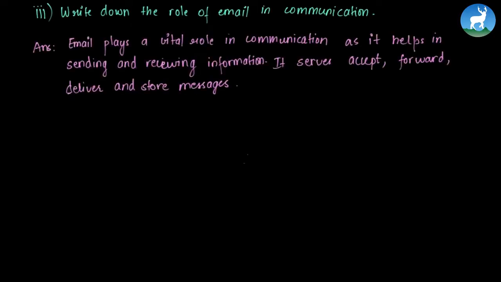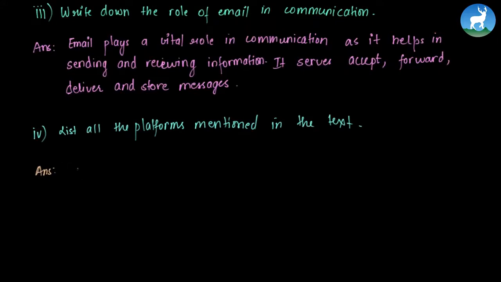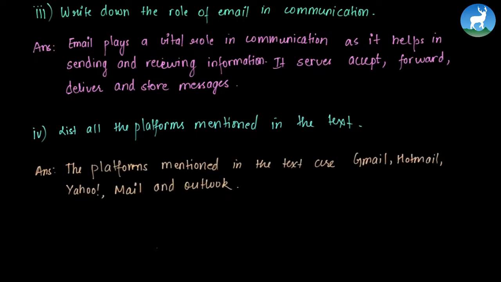The third question is, write down the role of email in communication. And the answer is, email plays a vital role in communication as it helps in sending and receiving information. It serves to accept, forward, deliver, and store messages. The next question is, list all the platforms mentioned in the text. And the answer is, the platforms mentioned in the text are Gmail, Hotmail, Yahoo Mail, and Outlook.